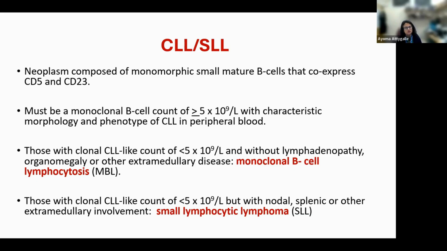Those with a clonal CLL-like count of less than 5 and without lymphadenopathy or organomegaly or other extramedullary disease are referred to as MBL, or monoclonal B-cell lymphocytosis. Those with a clonal count of less than 5 but with extramedullary involvement, essentially nodal, splenic or other, are referred to as small lymphocytic lymphoma. In general, when the diagnosis of CLL is made, it is on the blood.